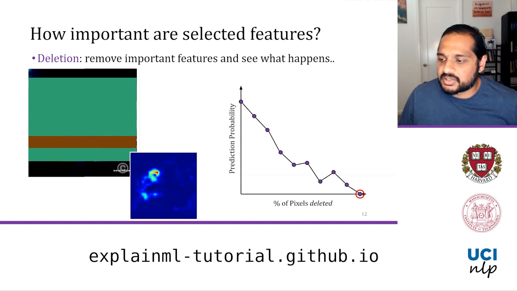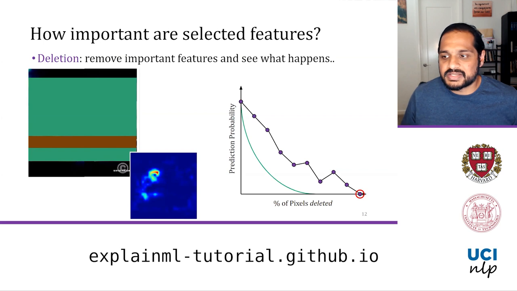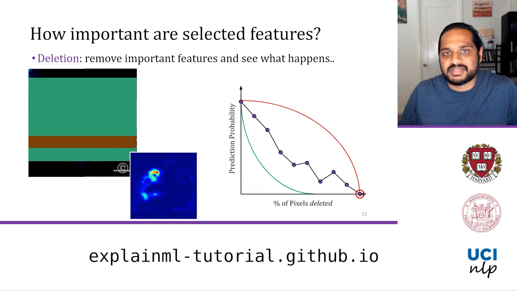And looking at this curve, you can judge whether the explanation was useful or not, or corresponds to the model behavior or not. Because if it is a good explanation, then this probability should fall down really fast. And if it's a bad explanation, the probability should not fall down that fast, right? And that way you can decide whether the explanation is good or not.